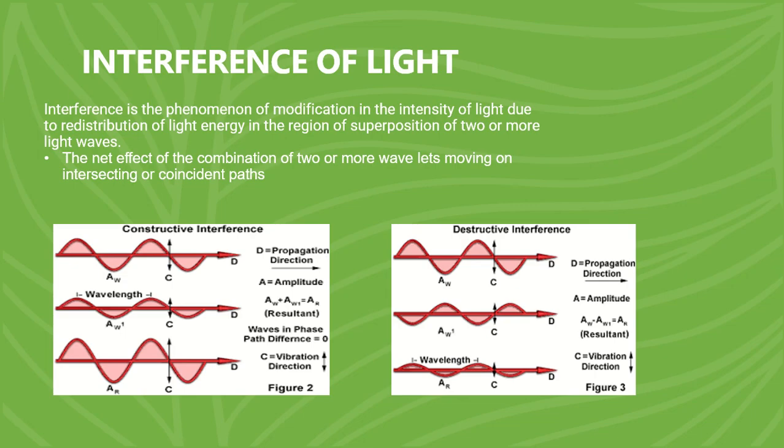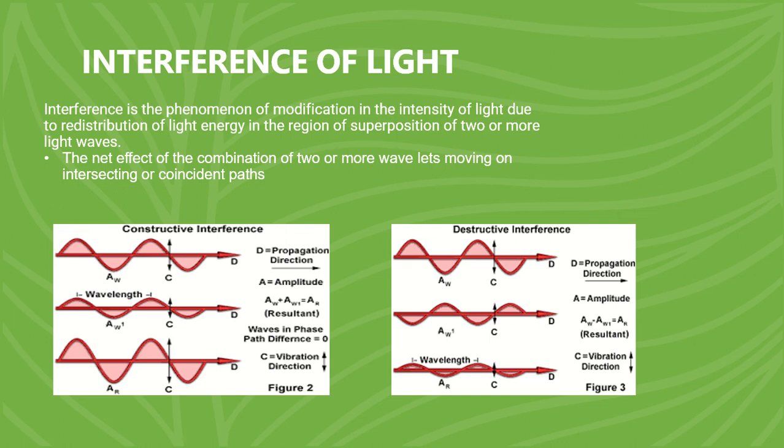The last property of light is interference of light. Interference is the phenomenon of modification in the intensity of light due to redistribution of light energy in the region of superposition of two or more light waves. Intensity means the number of photons per unit area per unit time. So, there is a change in the intensity of light.